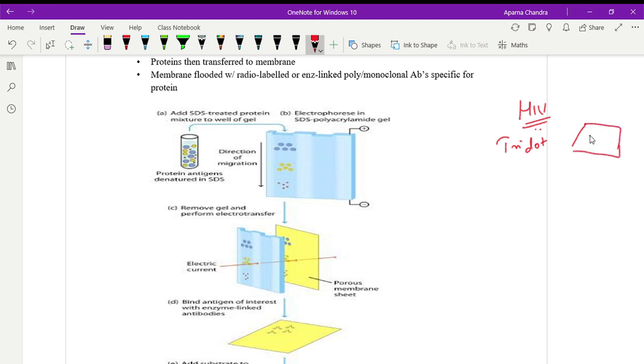In the chip, there will be three dots. One will be written as 1, the second as 2, and the third will be the test, T. 1 stands for HIV 1, 2 stands for HIV 2, and T stands for test. These two compounds are enzyme-linked substrates.